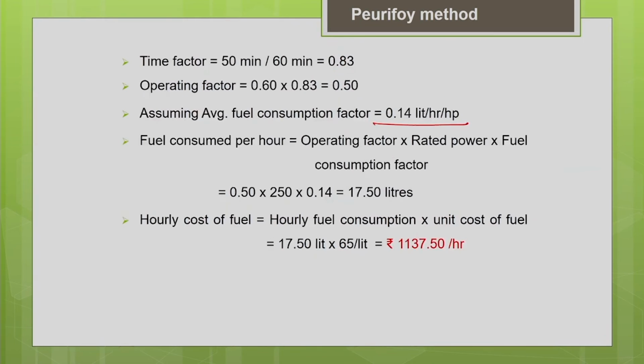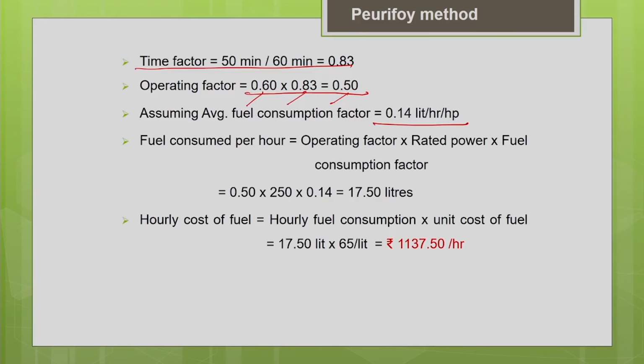Now, the time factor is directly given; it is nothing but the working efficiency. Your machine is working for 50 minutes in an hour. 50 by 60 equals 0.83, that is the working efficiency of the machine. Now, the operating factor is nothing but the time factor multiplied by the load factor. The load factor is 0.6, the time factor is 0.83, so your operating factor is 0.5.